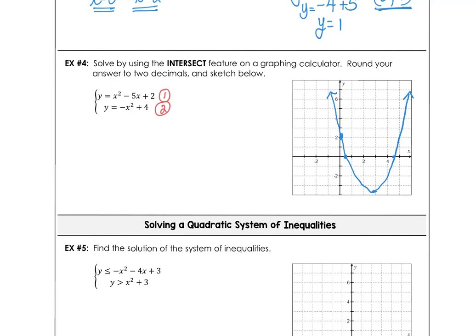In equation 2, it's an upside down parabola that shifted up 4 units. And the slope is down. So that parabola is going here.